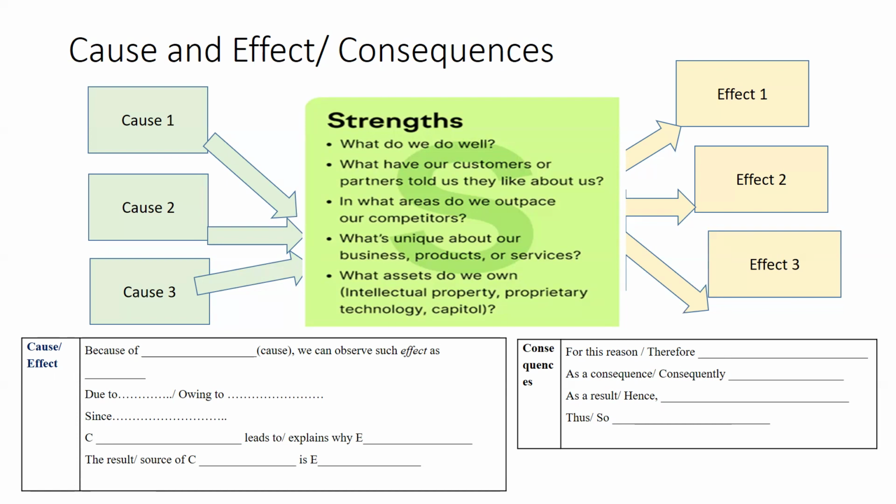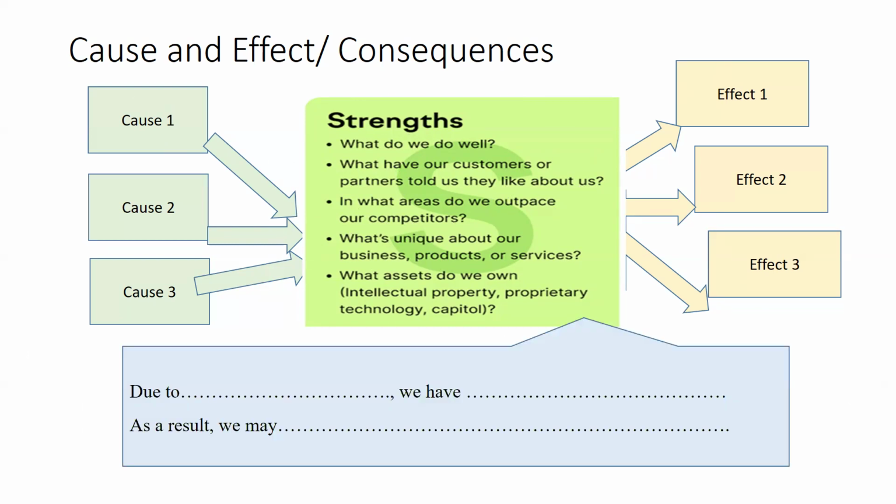Now, let's combine the knowledge of what strengths, weaknesses, threats, and opportunities are with the diagram with causes and effects. So, we may think of the causes of something, then what strengths they produce for us, and what effect it will have on us. For this, we will have this kind of a chart. And let's use these sentences.